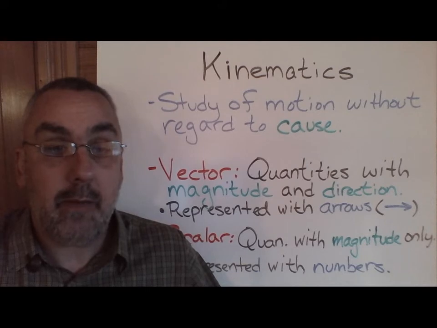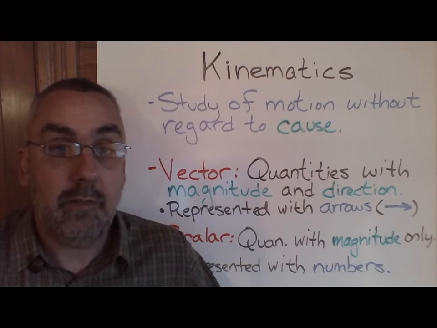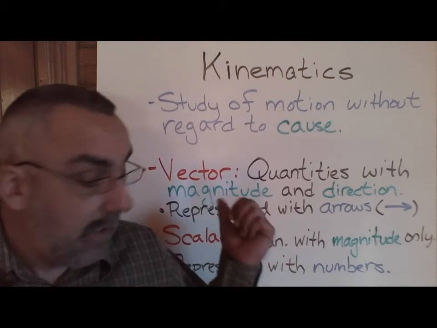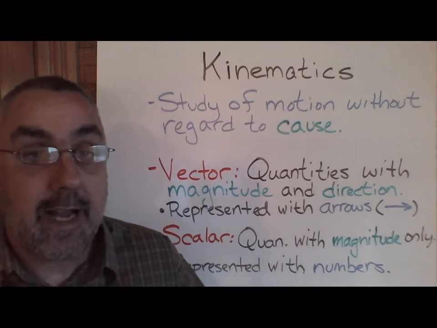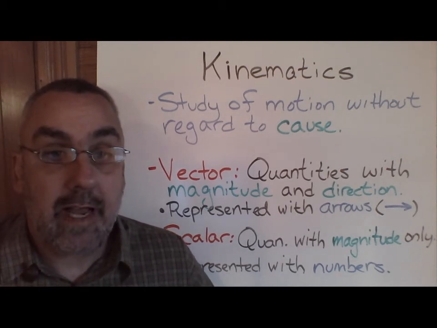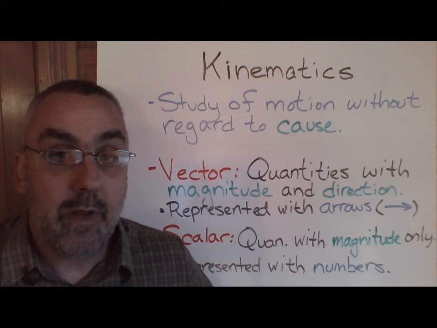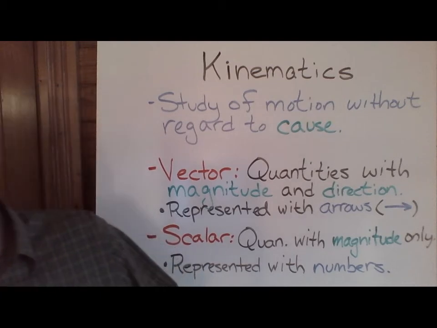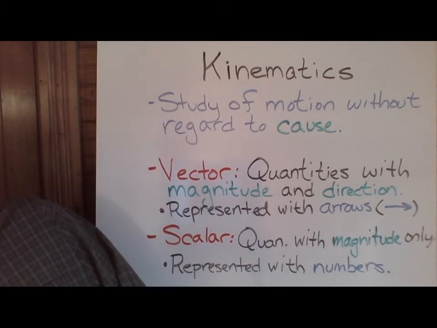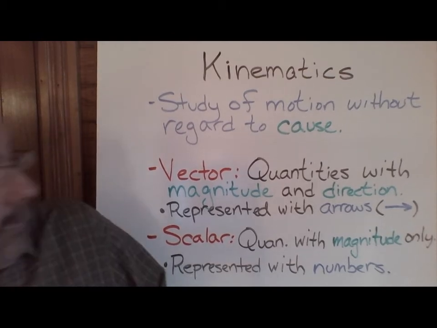We'll begin by making a couple definitions, the first of which is a vector quantity. These are quantities with magnitude and direction. They have two parts. Magnitude is just a fancy name for size or amount. So vectors have a number associated with them to give the size, and they have a direction. Therefore, we represent them with arrows. Scalars, on the other hand, are quantities with magnitude only. You're familiar with scalars because these are just the regular numbers that we deal with on an everyday basis.